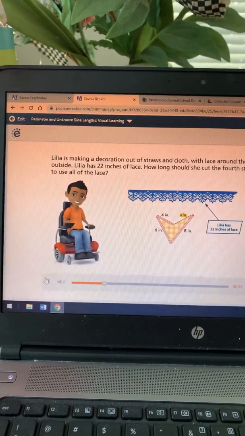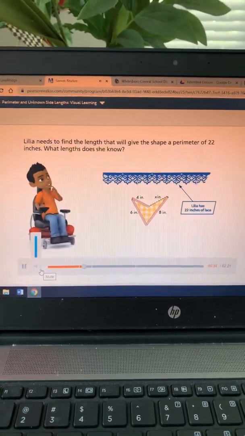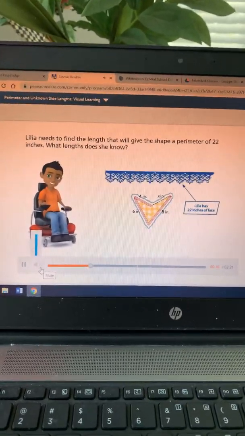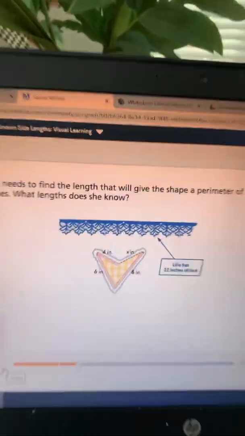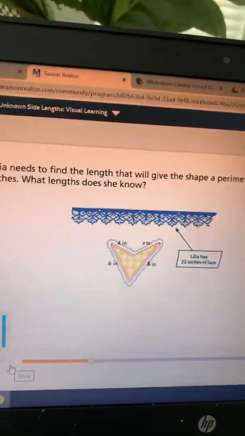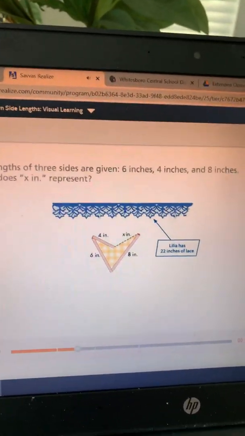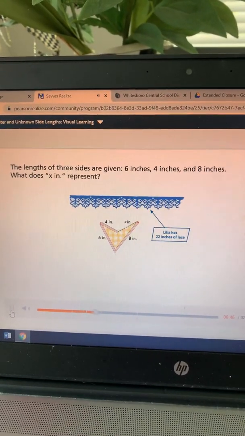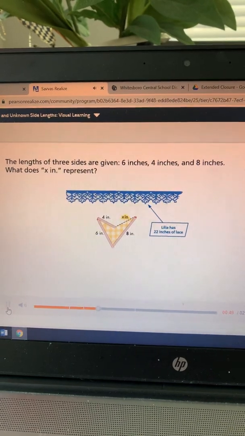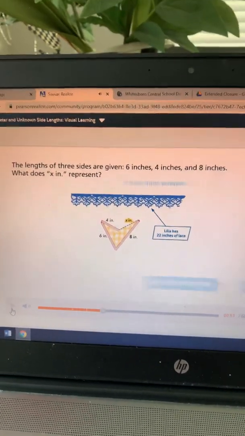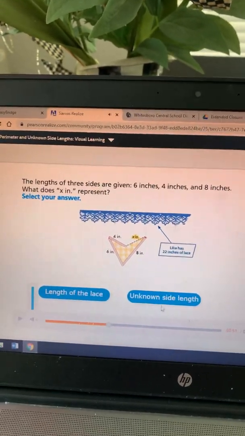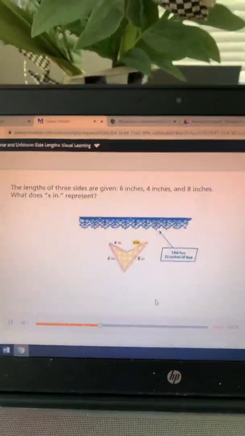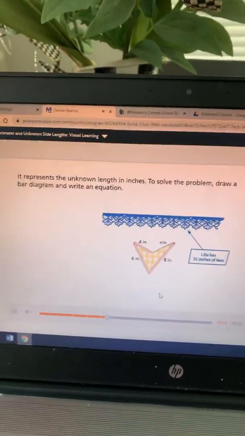Lilia needs to find the length that will give the shape a perimeter of 22 inches. What lengths does she know? Well, she knows those three lengths right there. The lengths of three sides are given: 6 inches, 4 inches, and 8 inches. What does X inches represent? Select your answer. The length of the lace or the unknown side length? Natalie says unknown side length. She is correct. It represents the unknown length in inches.